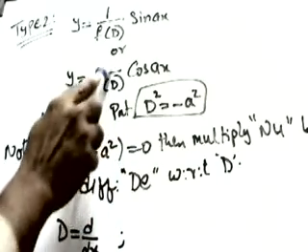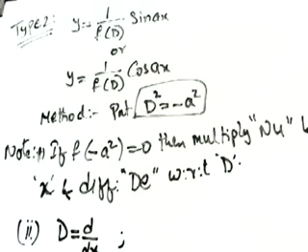Suppose if f of minus a square equals to 0, we cannot do it because 1 by 0 is infinite, not defined. So in that case, the method is to multiply the numerator by x, same as the previous one, and differentiate the denominator with respect to D.